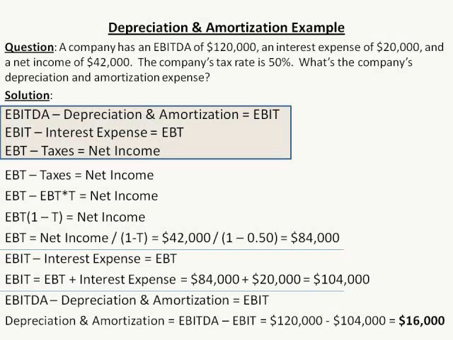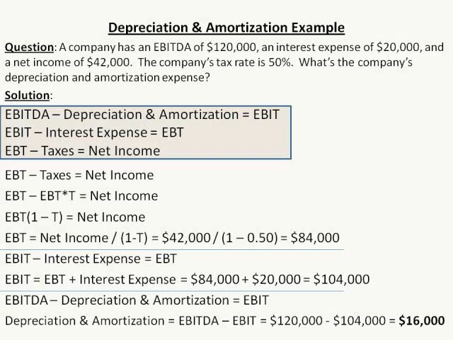Okay, now let's proceed onward to the second equation in that box, EBIT minus interest expense equals EBT. Now solve for EBIT and you get, just moving the interest expense onto the other side, EBIT equals EBT plus interest expense. We're given the interest expense of $20,000. EBT we just solved for, $84,000. So $84,000 plus $20,000 equals $104,000.